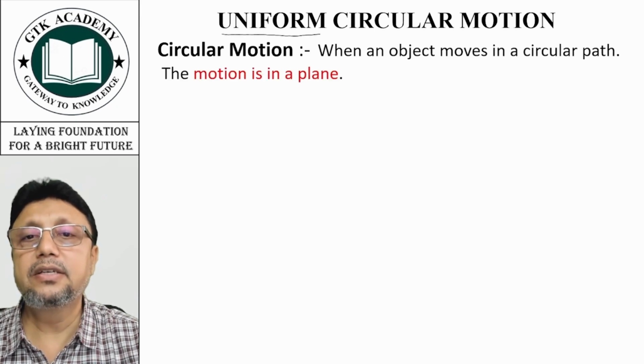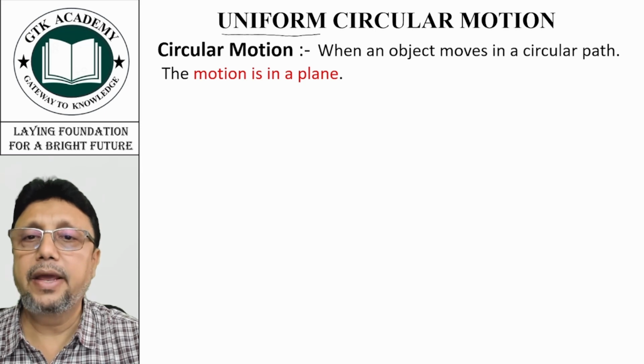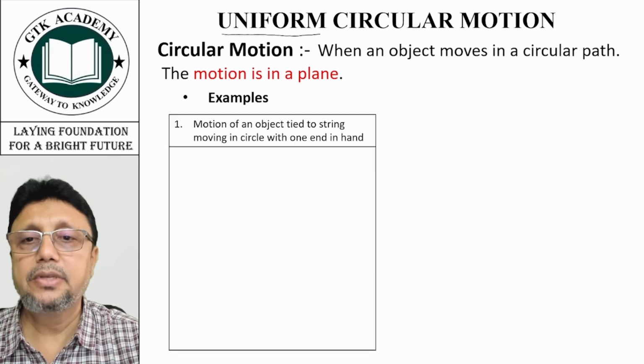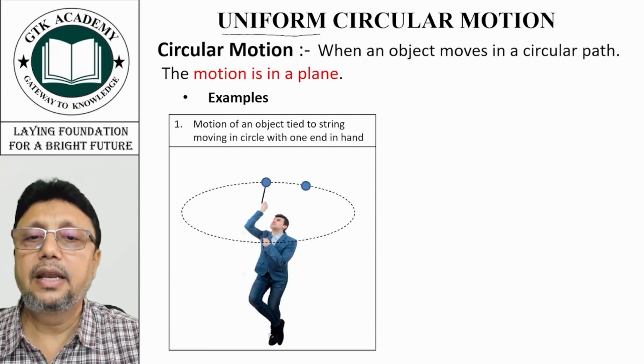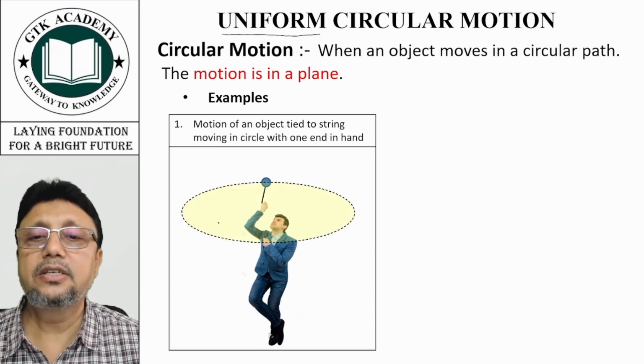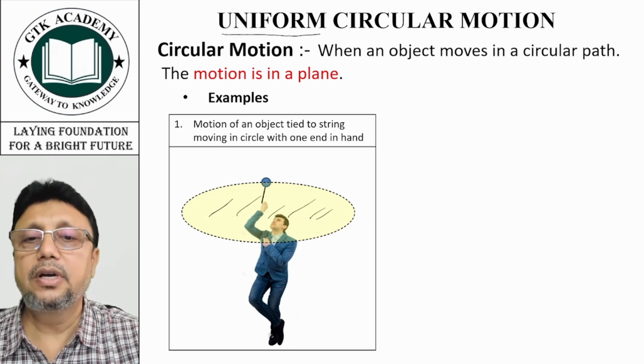And the peculiarity here is that motion is in a plane. Let me clarify that with some examples. If you tie an object to a string and move it in a circle, which most of you must have done, like this. So if you join all the points in the trajectory of the stone, a plane can pass through all those points. You can see in this shaded area. So I think now it will be clear how the motion is in a plane.